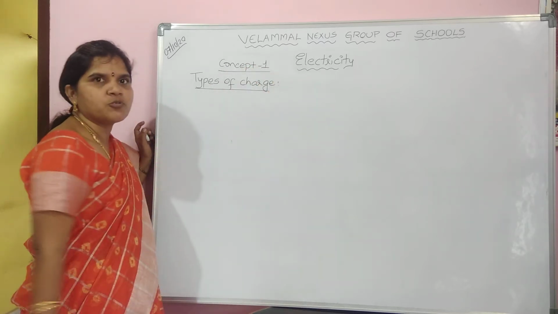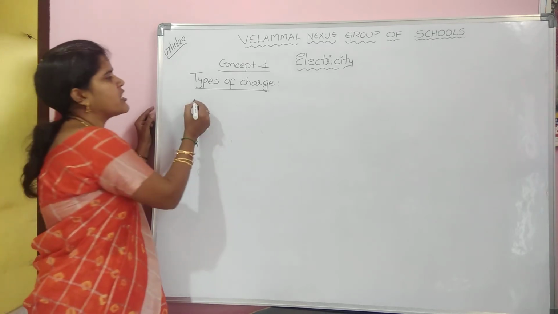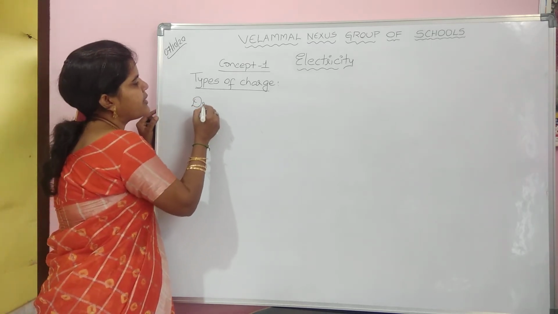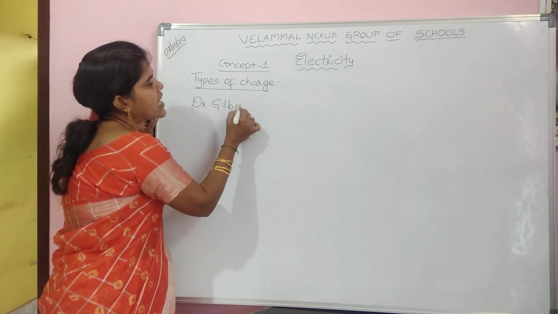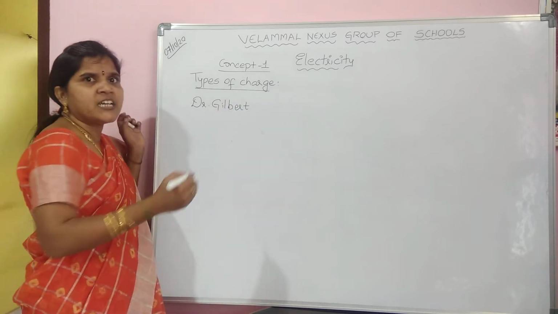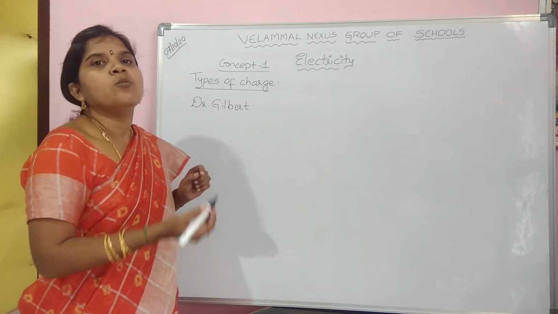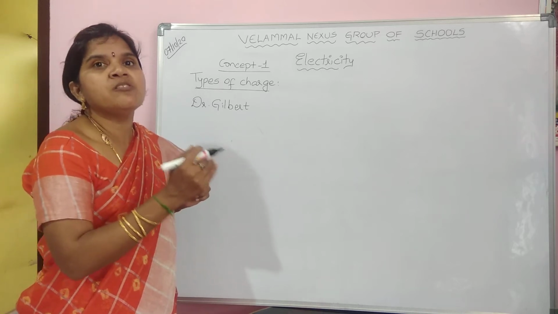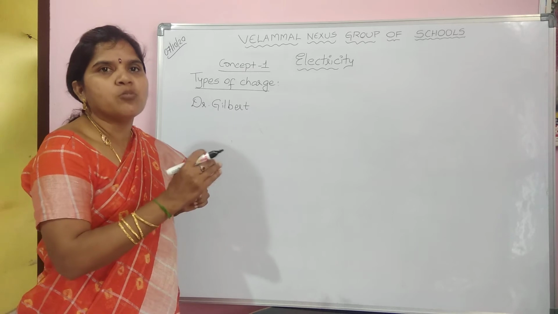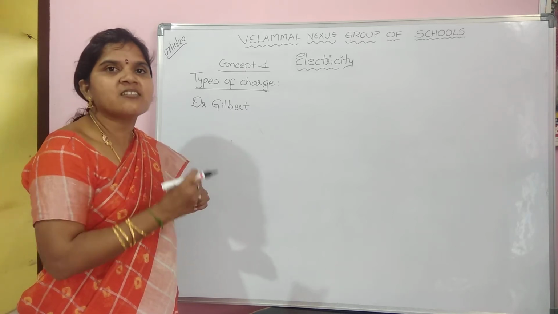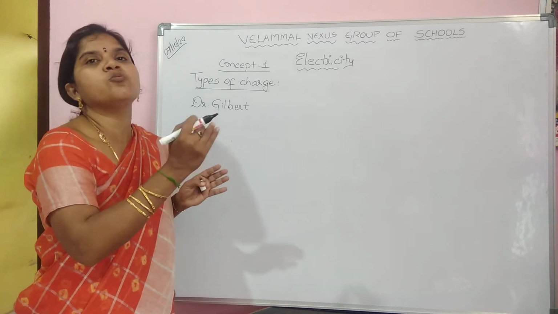IIT textbook concept 1, the types of charges. The scientist Dr. Gilbert told that charges can be developed. Charges can be developed on substances by rubbing one substance with a suitable substance. You remember, children: charges can be developed on bodies by rubbing one body with a suitable body.